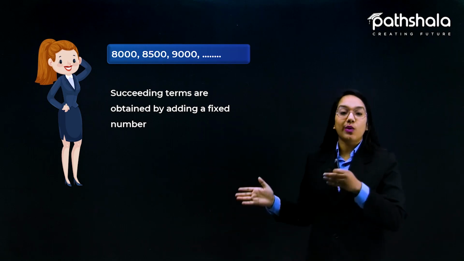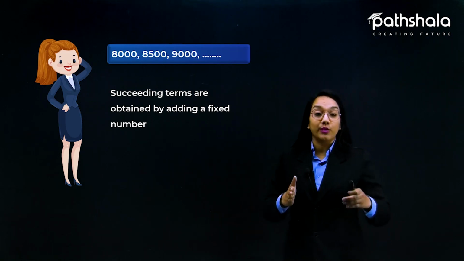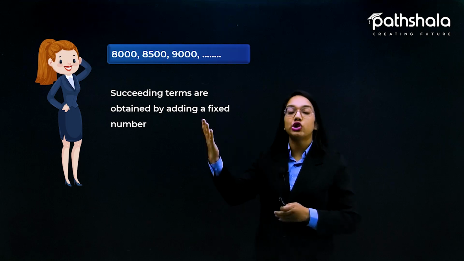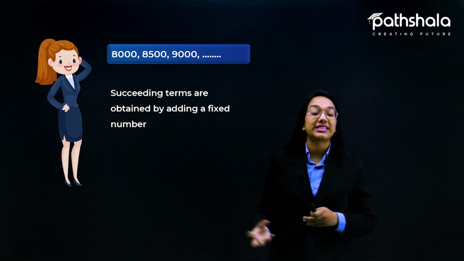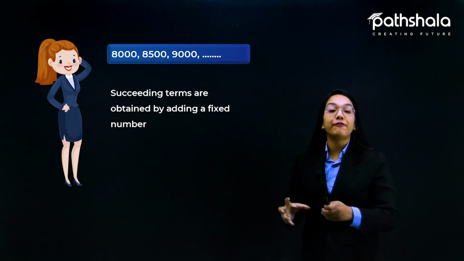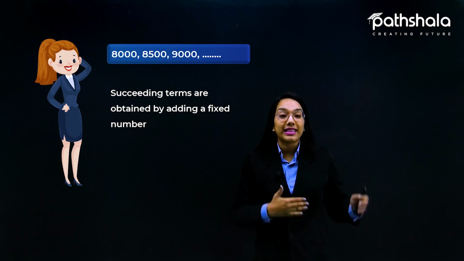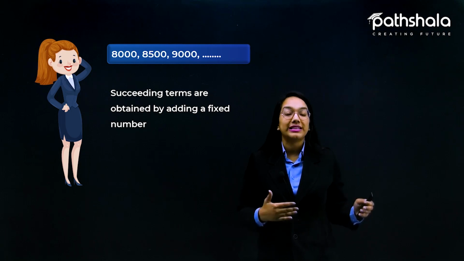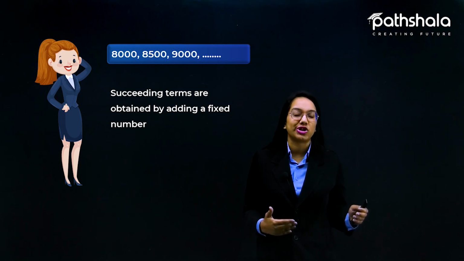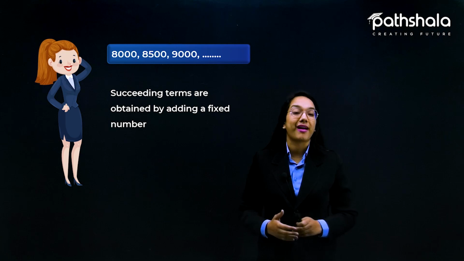So this is all about our chapter, in which we will discuss such patterns in which we get the succeeding terms by adding a fixed number to the preceding ones. And this is all about the chapter, that is arithmetic progression. So let's just start with the arithmetic progression.